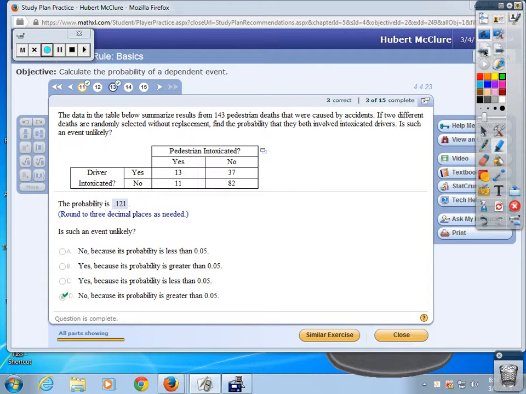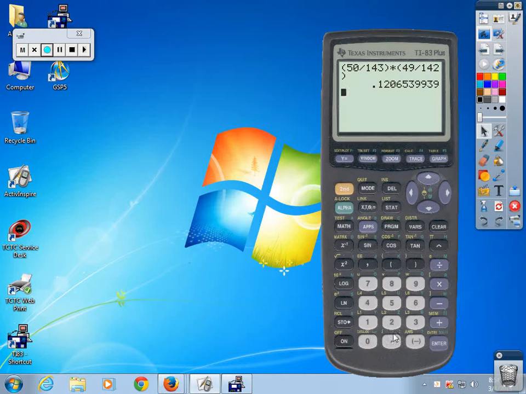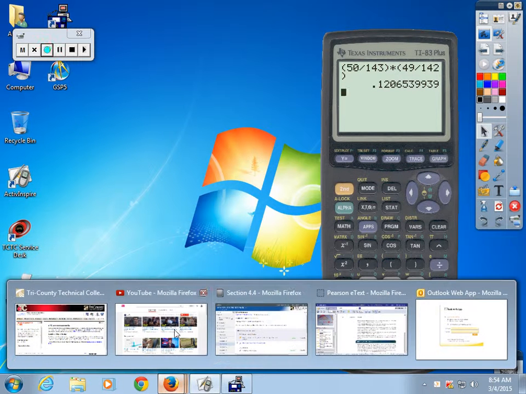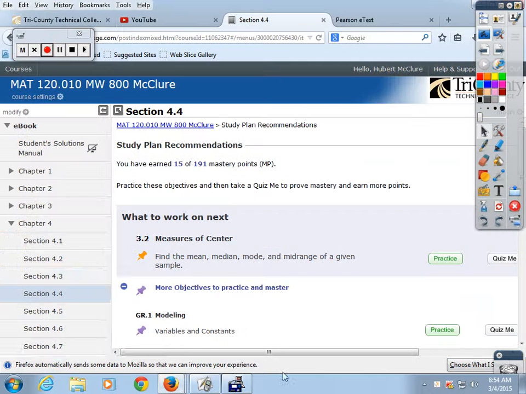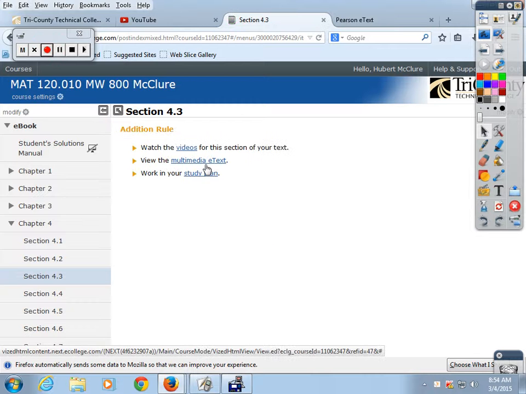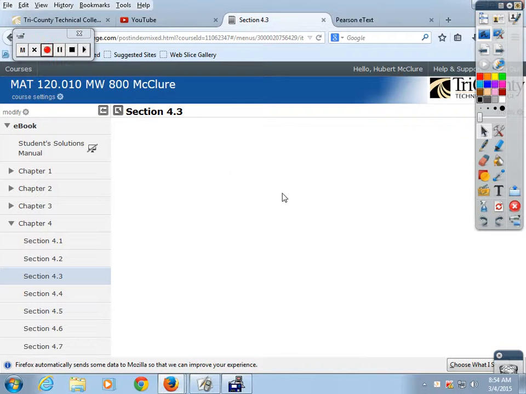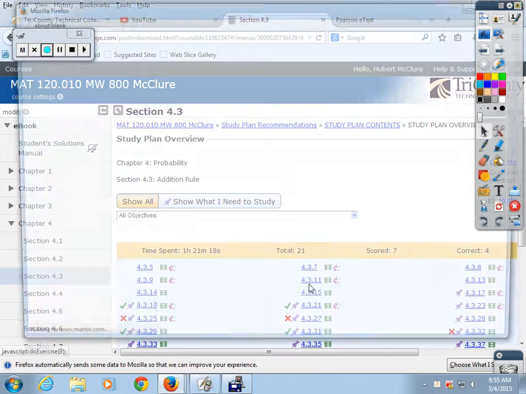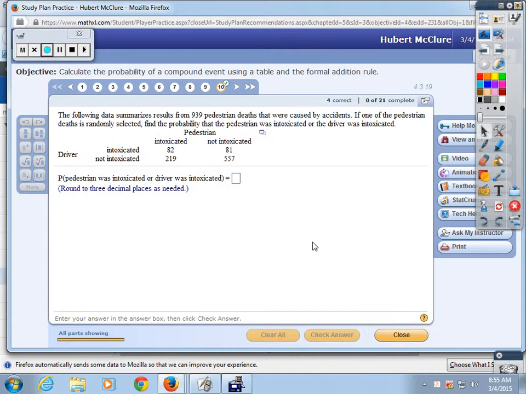Alright, right quick, let's go back and do an additive rule right quick, just so everybody's got it in check. And then we'll move on to the factorials. And I'll try to confuse you on those, so you can fail the test. Good deal? Another one: driver intoxicated and pedestrian intoxicated.